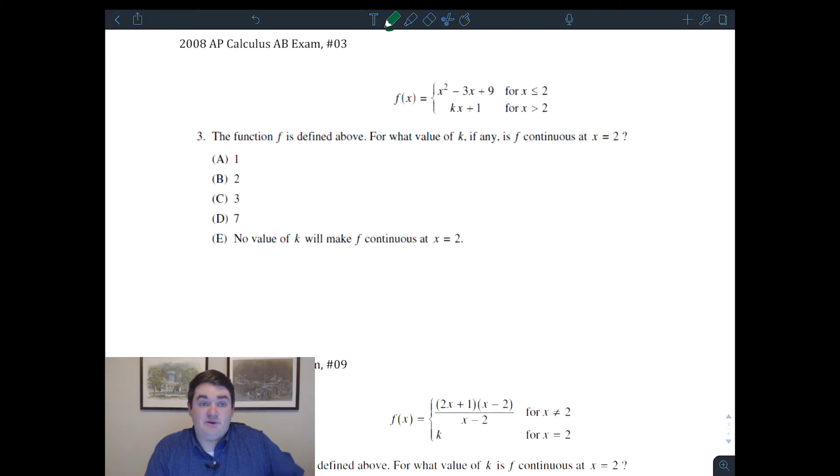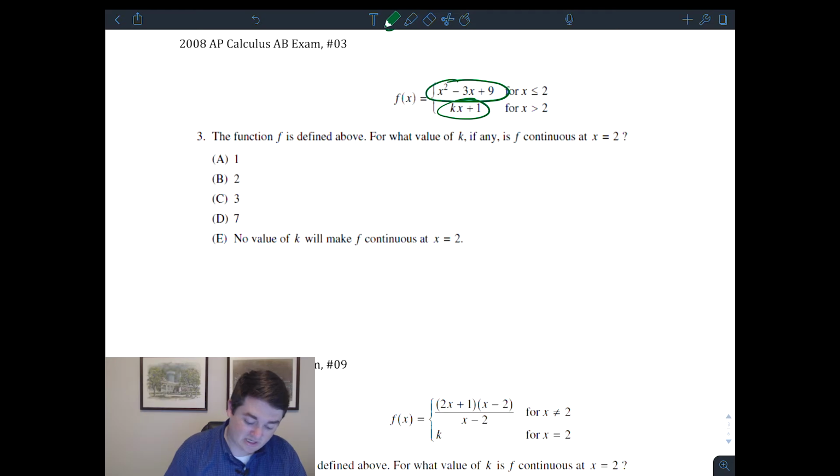All right, moving on to our AP problems. 2008 AB number 3 says the function f is defined above. For what value of k, if any, is f continuous at x equals 2? Well, for this piecewise function to be continuous at 2, I want these 2 pieces, x squared minus 3x plus 9 and kx plus 1, to be equal to each other when x is 2.